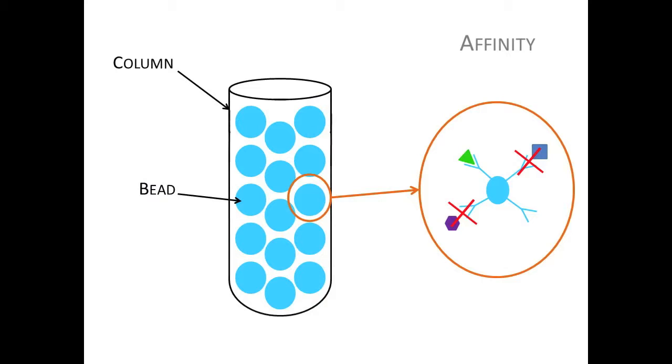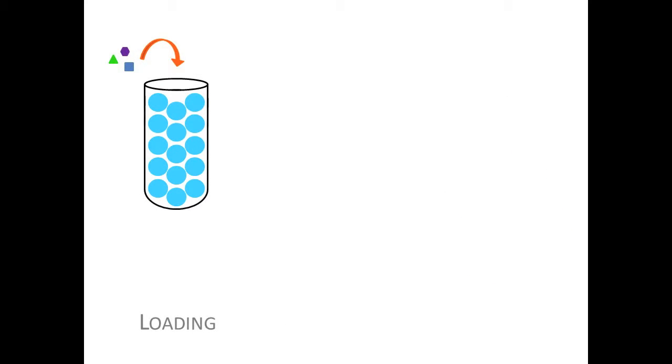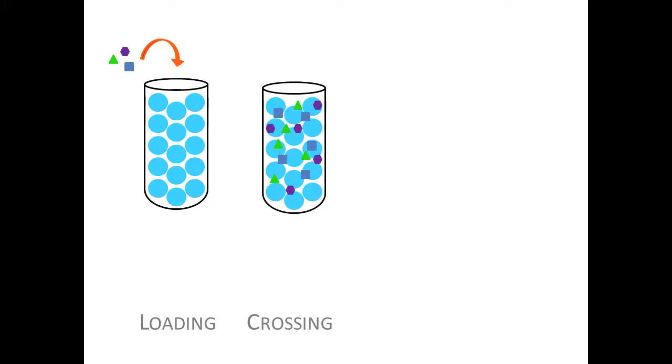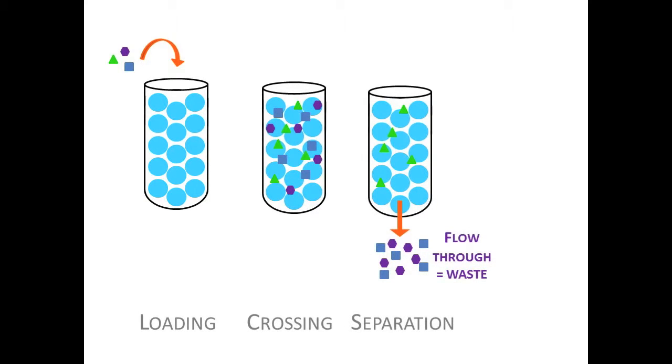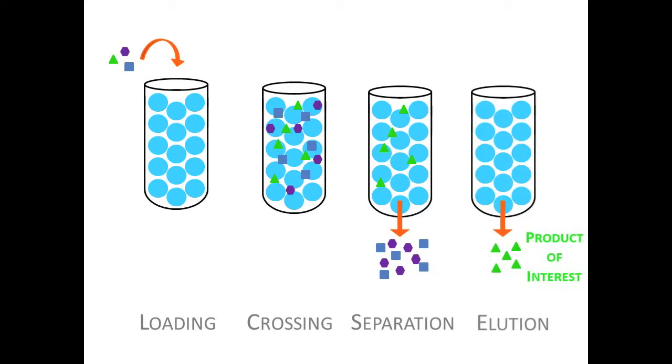For example, if we use the separation via the affinity, the column is packed with beads, and if we look at one bead on the right of the picture, we can see that it only fixes our product of interest. So the sample is loaded on the column and goes through the column. Molecules are then separated thanks to their specific properties. The contaminants are cleared and the product of interest is eluted. Several steps using several properties of our protein of interest are required to get a pure product.